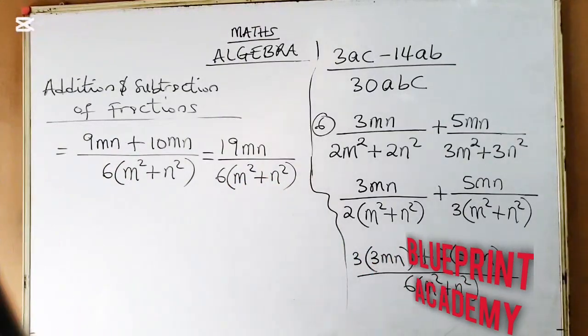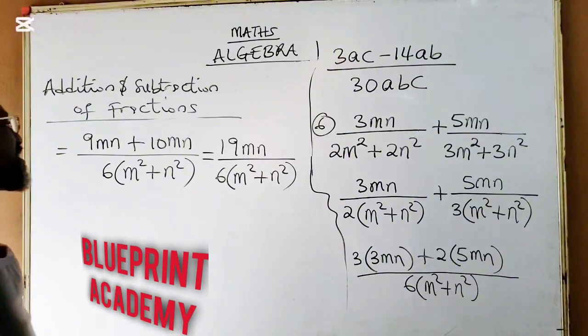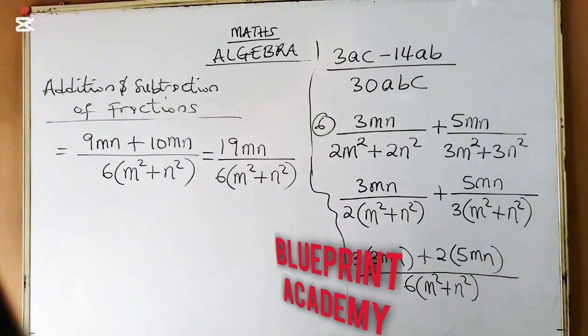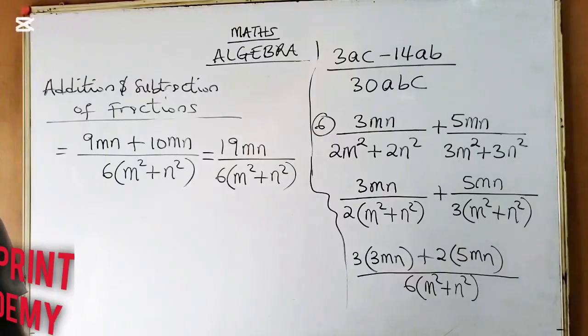Now we check the numerator and denominator. Nothing can cancel out at that point. So we leave the answer as 19mn all over 6 brackets m squared plus n squared.